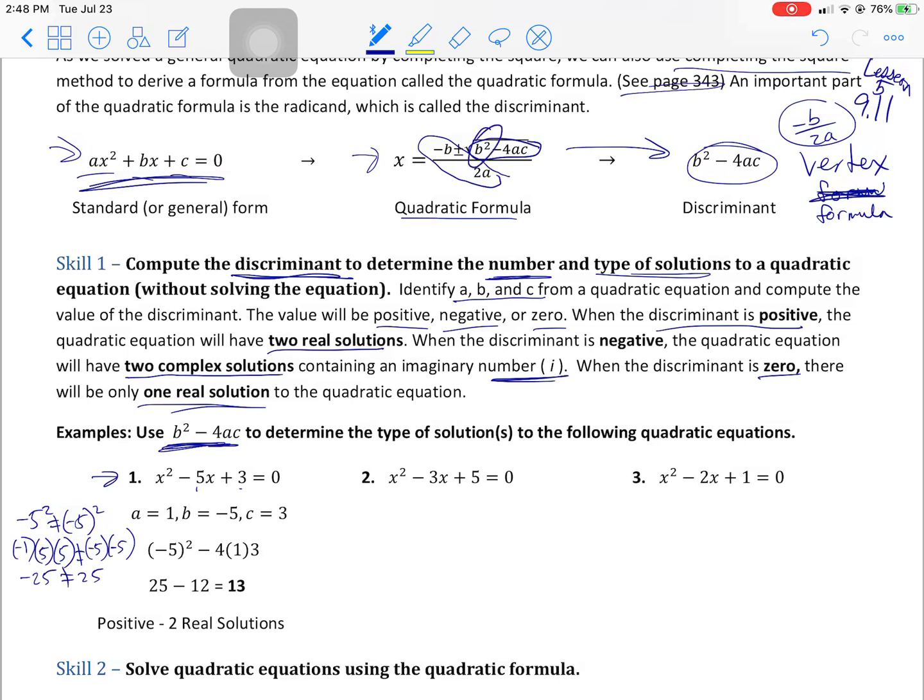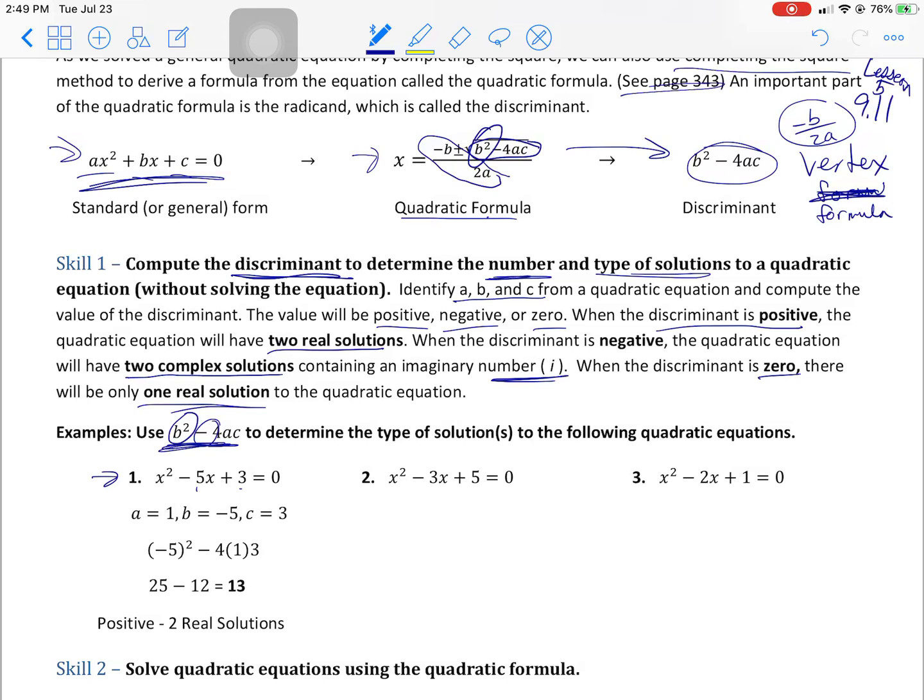So anytime you're using the whole formula or just the discriminant, we want to make sure that you're putting in those parentheses when you have a negative number, okay? So -5 times -5 is a positive 25, and then A is, notice there's always a -4. That's important, okay? So -4 times A, which is 1, times 3. -4 times 1 times 3 is a -12.